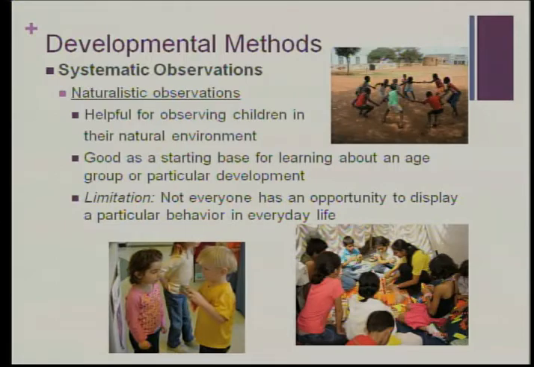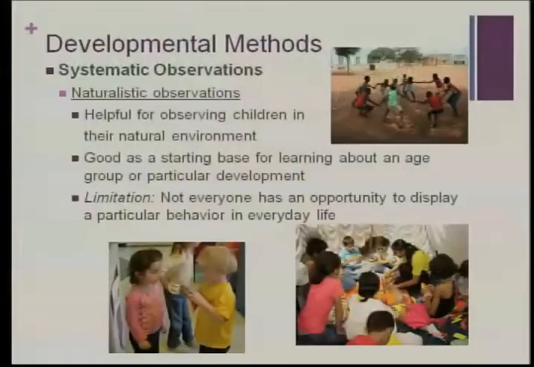The first is naturalistic observations, and this is simply where we're observing children in their natural environment. And it's a great way to start learning about a particular age group or a particular type of development. But some of the limitations is that not everyone has an opportunity to display a particular behavior in everyday life. For example, maybe you're wanting to watch cooperation, but you happen to be observing children while they're supposed to be doing a task on their own.